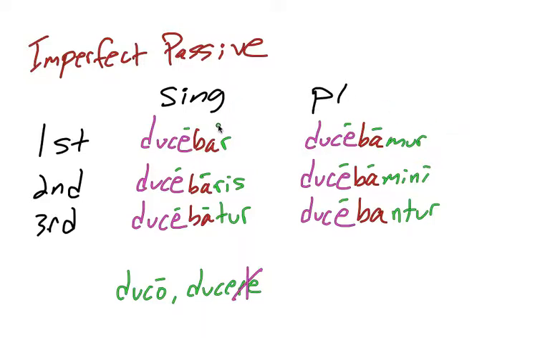Okay, and if we translate the first person singular, this would be I was led, or you could say I was being led. Okay, ducebaris, you were being led. Ducebatur, he, she, it was being led. Ducebamur, we were being led. Ducebamini, you all were being led, and ducebantur, they were being led. Okay, so that's how we conjugate the imperfect active and passive for third conjugation. It's pretty simple. Drop the re from the infinitive and then add ba, and then the endings for active and passive. Okay, future. Now we're going to do the future.